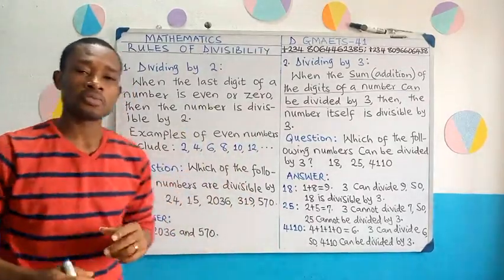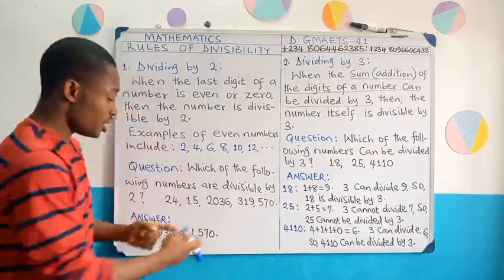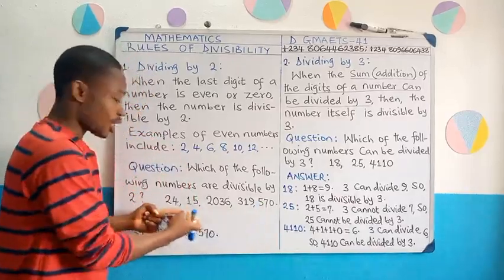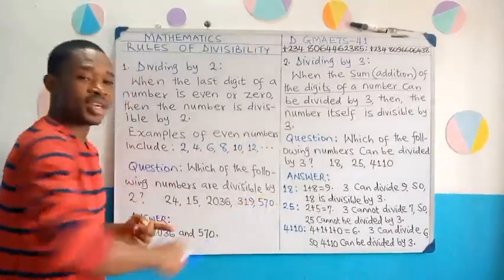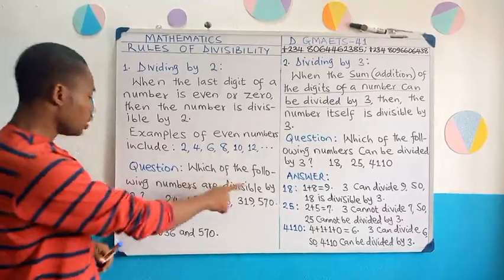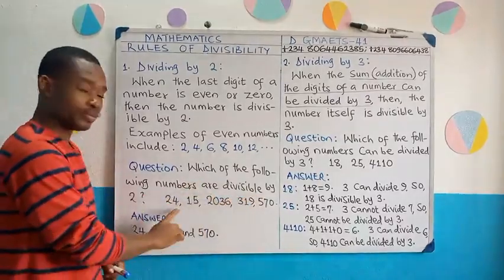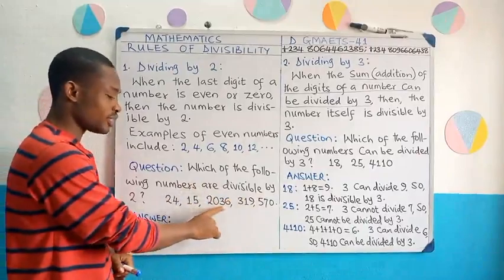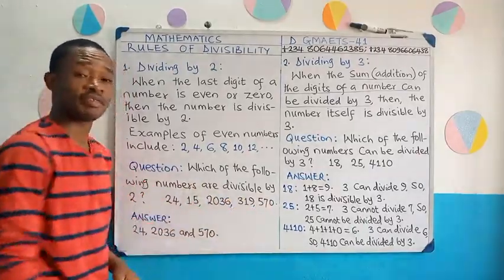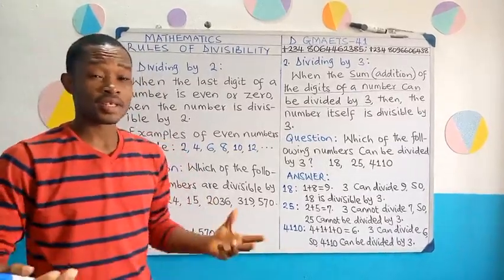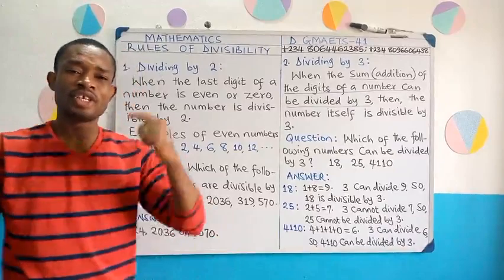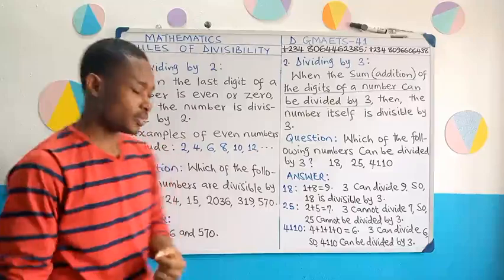In question 4, we want to find out the numbers here that are divisible by 2, that 2 can divide without any remainder. Which of the following numbers are divisible by 2? 24, 15, 2036, 319, 570. So which ones of them can be divided by 2 without remainder? It's a simple one. All we need to do is to look at their last digits.